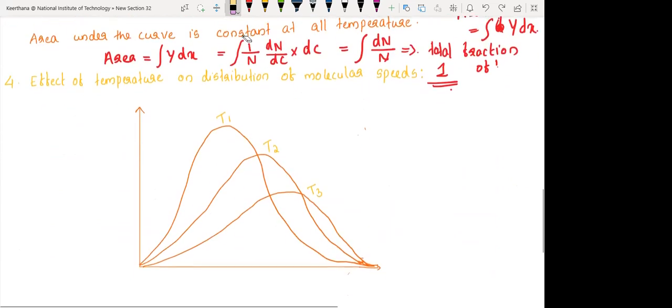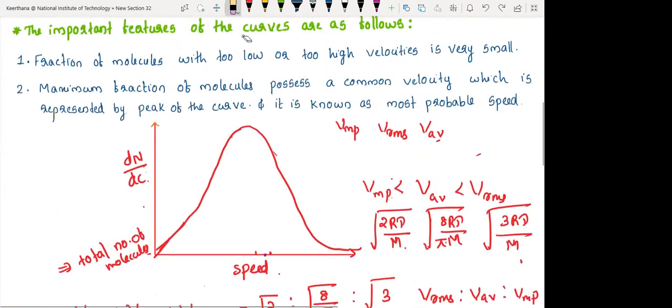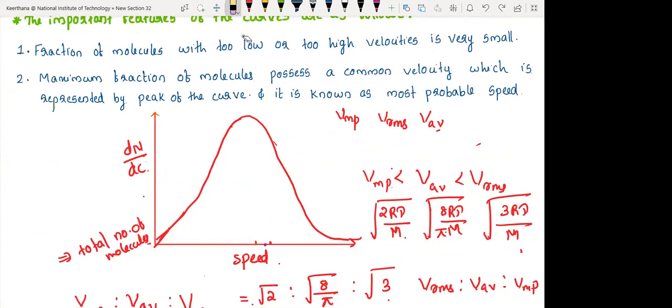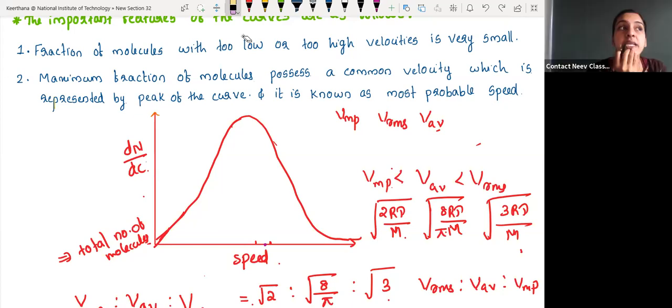Ma'am, I just have one clarification. In the dN by dC graph, dC will be the speed that is taken, right? And you multiplied it for the integration. dN by dC is actually the number of molecules having speed between C and C plus dC, just like a rate of change. Is that your doubt?